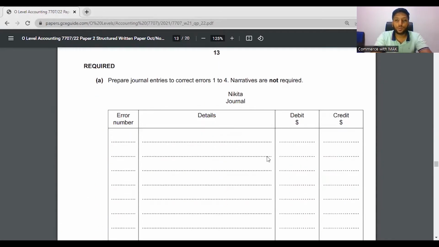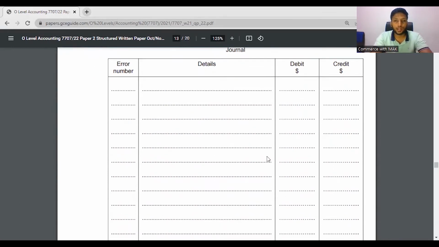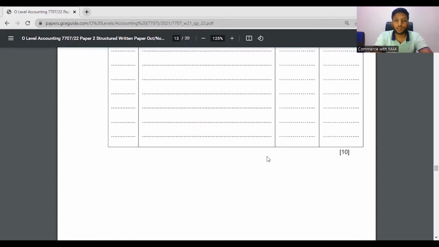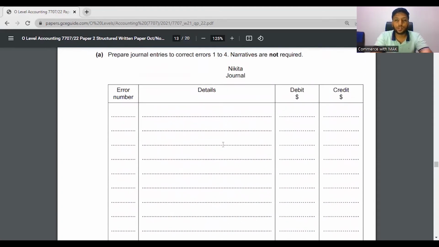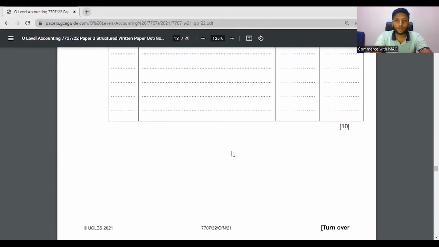So they have asked you to prepare journal entries to correct the errors 1 to 4. Narratives are not required, so they have not asked you to write narratives. What is narratives? Describing what type of error you have corrected is what we say narrative. So if they haven't asked, you need to write the double entry. That's it, the way you have done the sum. So the error numbers are 1, 2, 3, 4. You can put those numbers, write the double entry, short and simple.